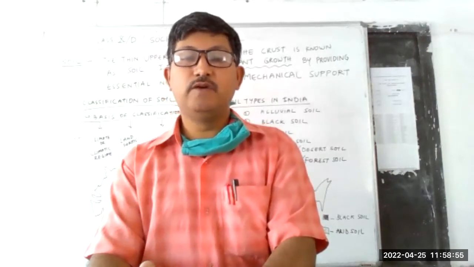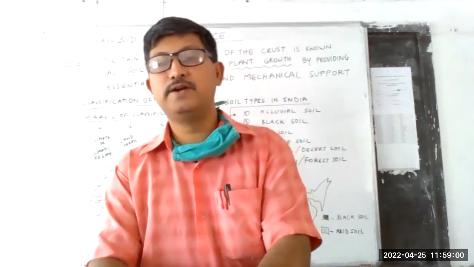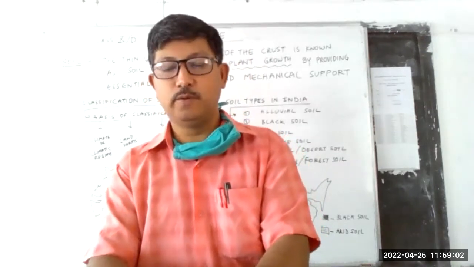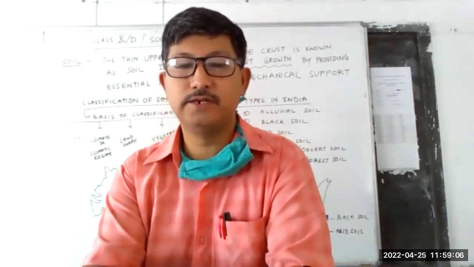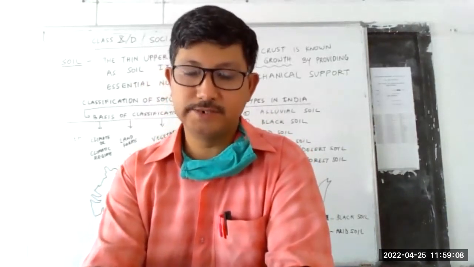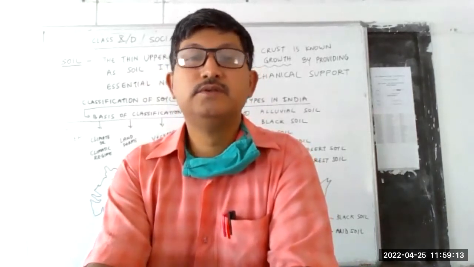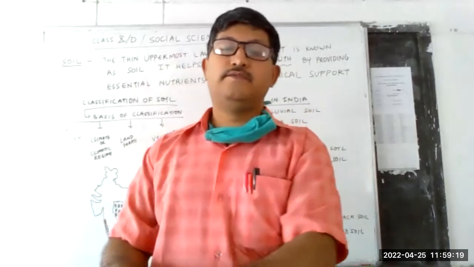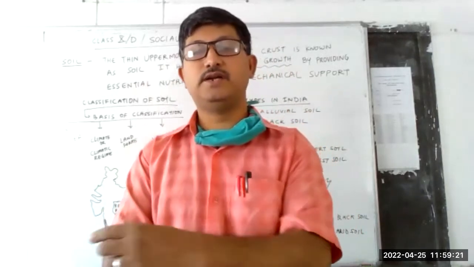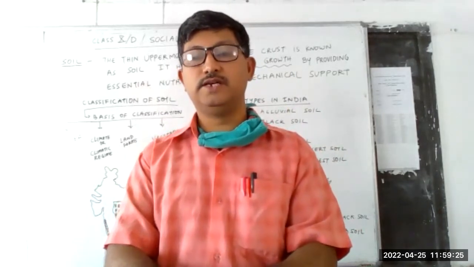Now, tell me one point about black soil. Tell me 1 or 2 points about black soil. They appear black in color, suitable for growing cotton. We have already known 2 points. Can you add a third and fourth point to it? It is suitable for growing cotton, fine. Black soil is suitable for growing cotton. It is also known as regur soil.